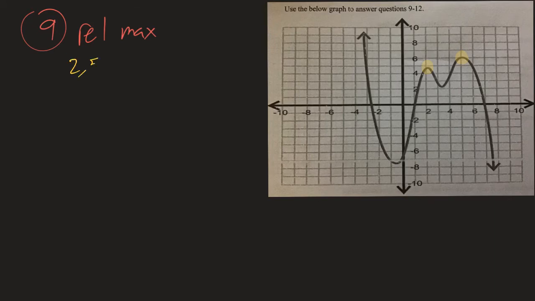And I'm just rounding, I'm not going to necessarily get exactly 5 there. And at 5 comma 6. Now, of course, one of these is higher than the other, but they're both still relative maximums. So where they occur is at 2 and 5, and what their values are is 5 and 6.